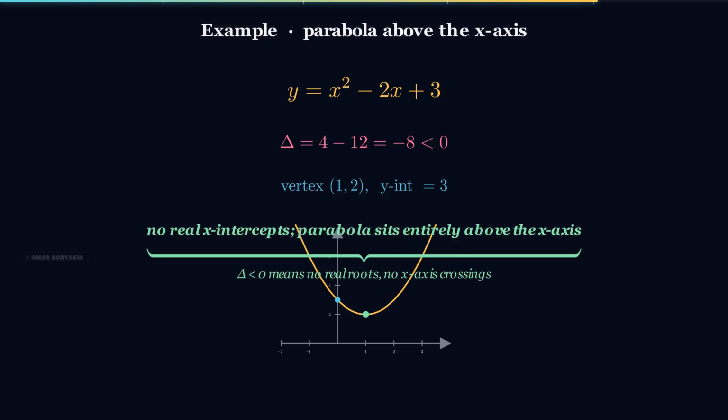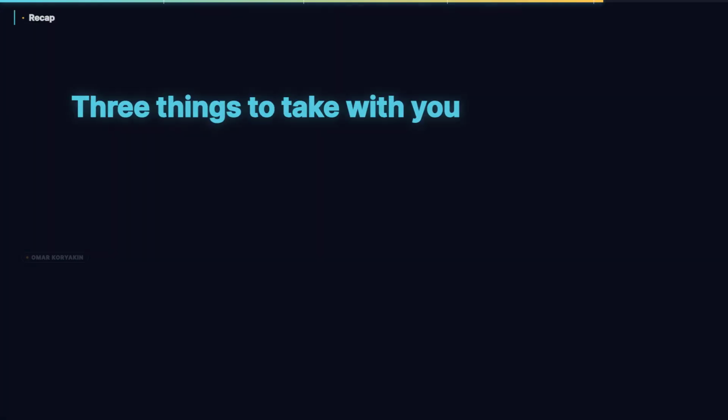3 takeaways for graphing parabolas. Find the vertex first. The x-coordinate equals -b over 2a. Substitute back into the equation to get the y-coordinate. The vertex is the highest or lowest point depending on whether the parabola opens down or up.